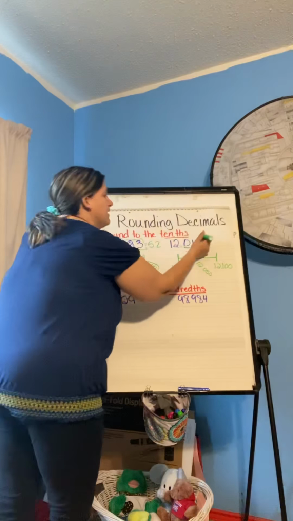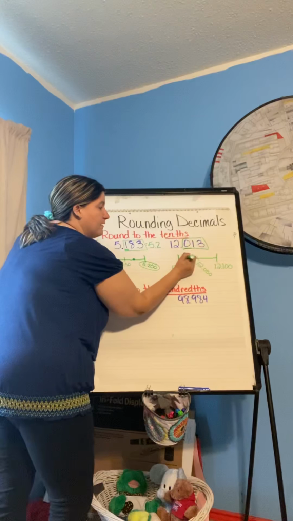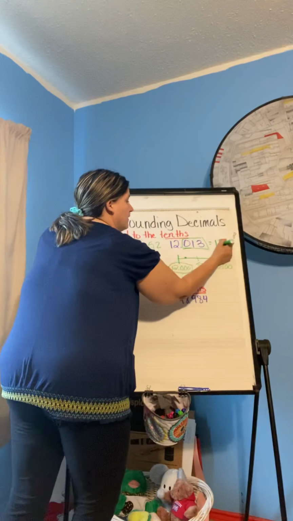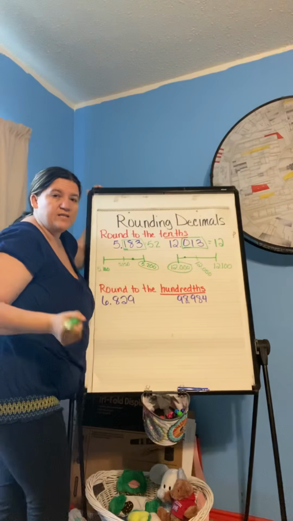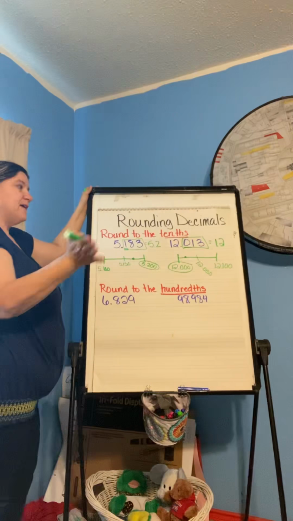So now I'm going to put this number on my number line, 13. Where would it go? It would go over here. So it rounds to here. So this equals 12 and 0/10, so I can just keep it as 12. Okay? So that's rounding to the tenths.